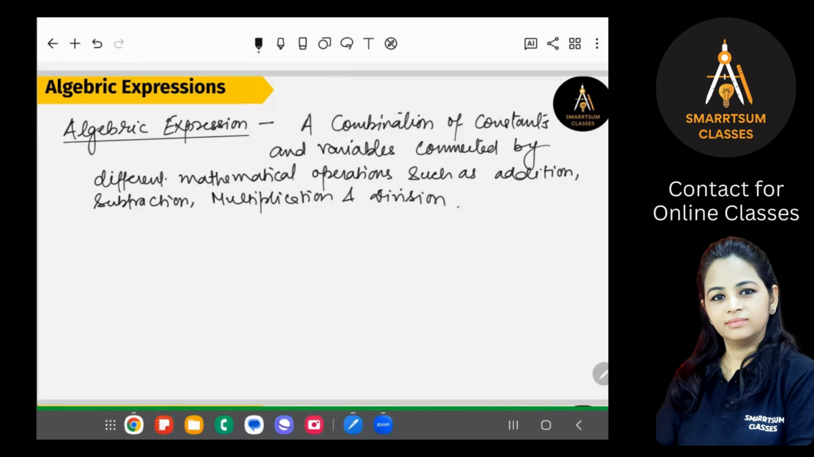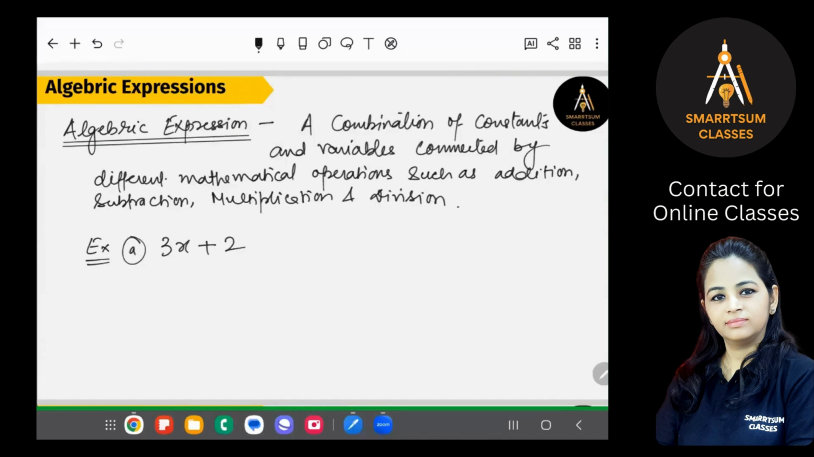Okay, so what do you mean by algebraic expression? Algebraic expression is a combination of constant and variable which are connected by the different mathematical operations like addition, subtraction, multiplication, and division. These are the fundamental operations by which we are connecting the constant and variables within the algebraic expression. For example, 3x plus 2.